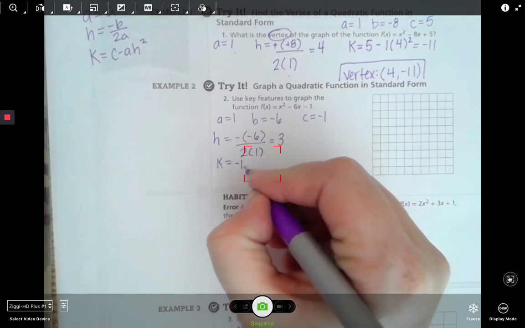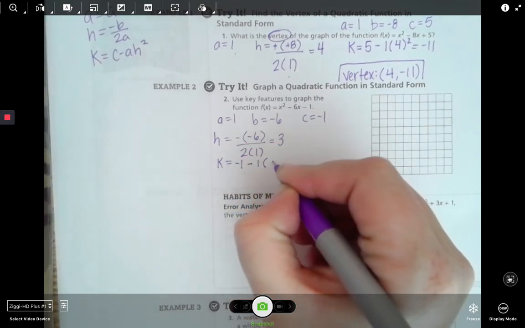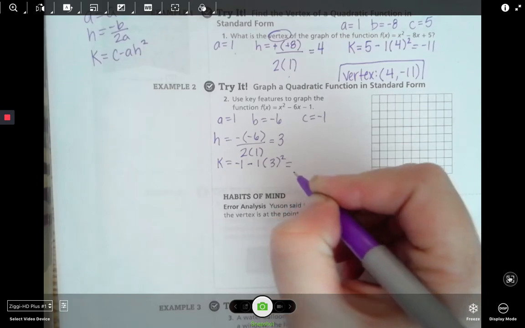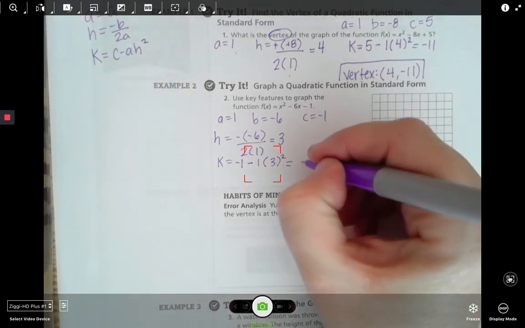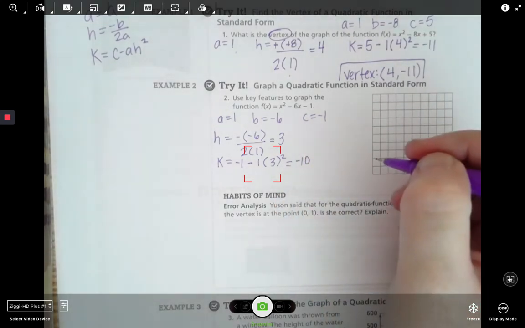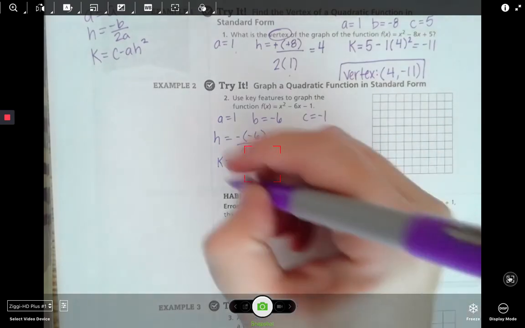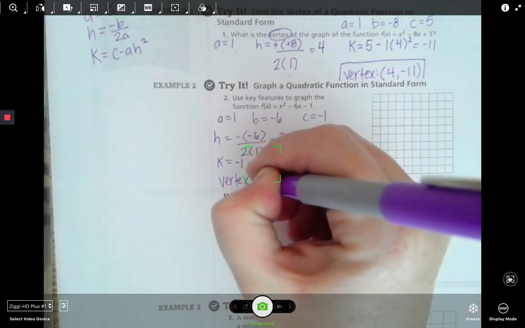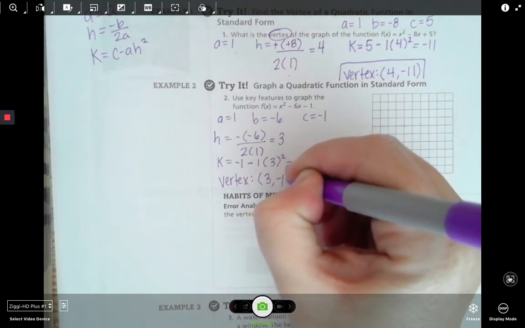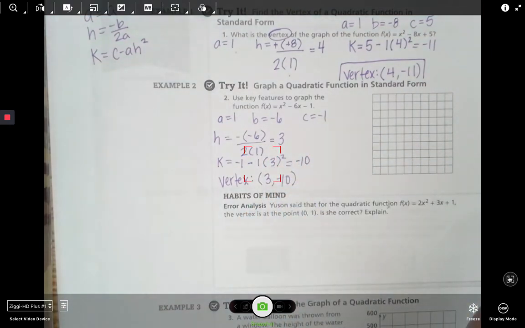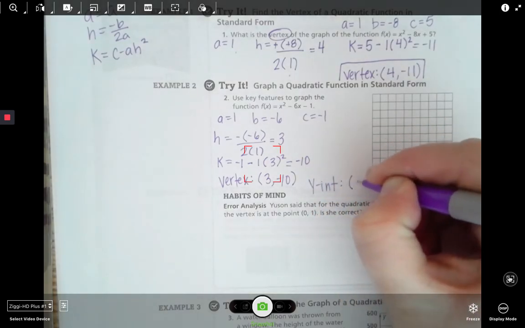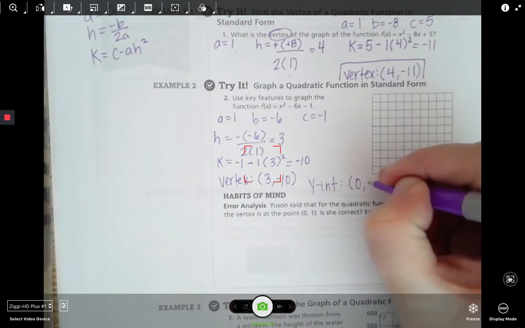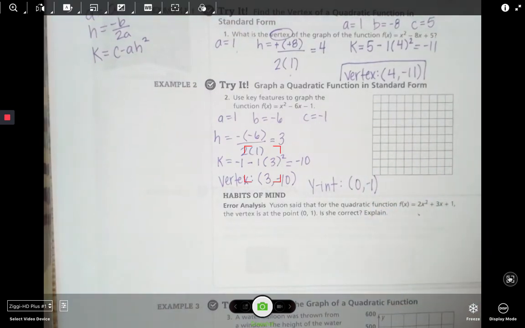k is negative 1 minus 1 times 3 squared. That would be negative 10. So that means I've got a vertex at 3, negative 10, right? My y-intercept I told you was always going to be your c value. So what is our c value? Negative 1. So our y-intercept is going to be at 0, negative 1.